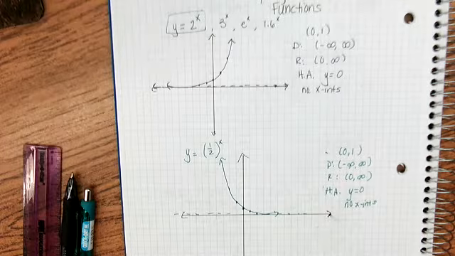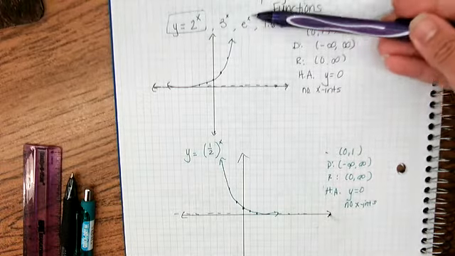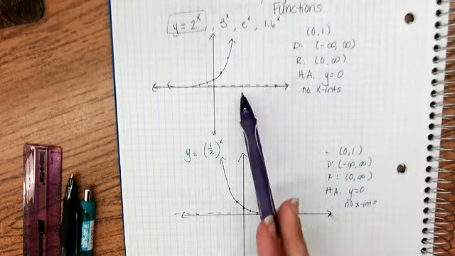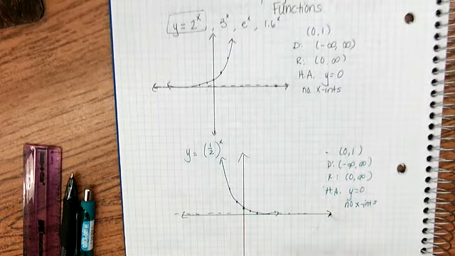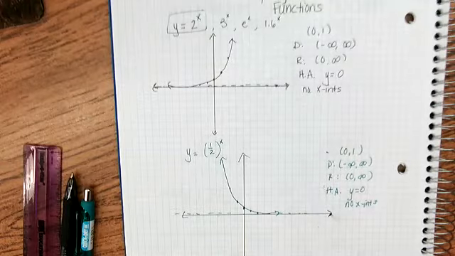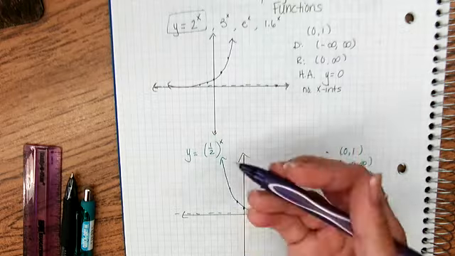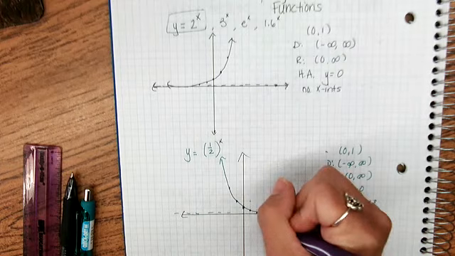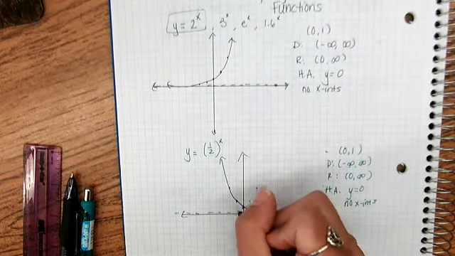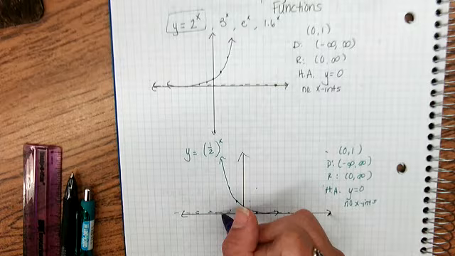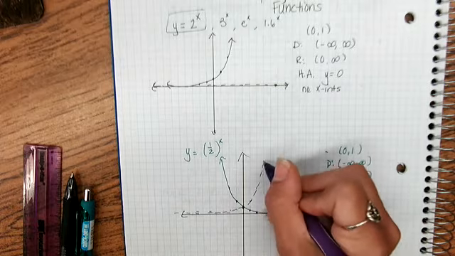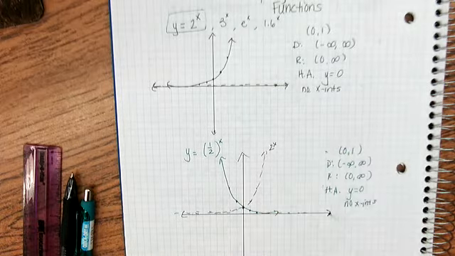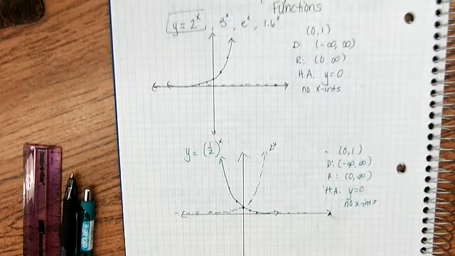Okay, so there's a couple things that I would like to point out here. 2 to the x and 1/2 to the x are reflections over the y-axis. So I'm going to draw in 2 to the x on the same graph as 1/2 to the x. Okay, I'm just going to draw it dotted here. So this is 2 to the x. My little dotted function here is 2 to the x.